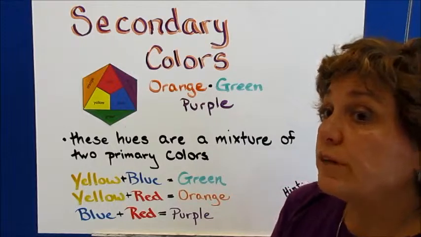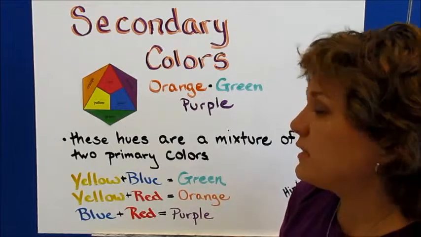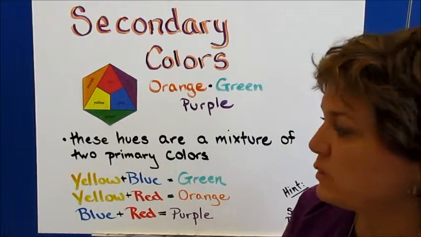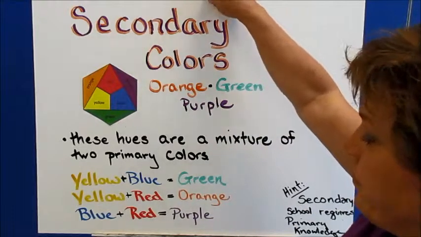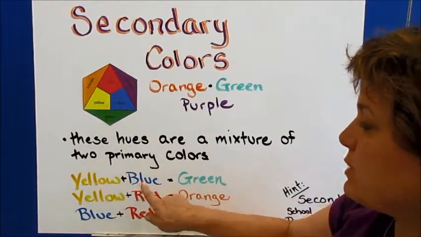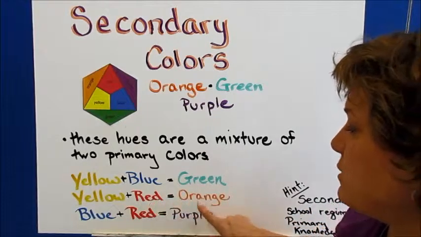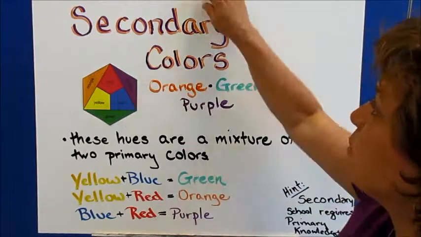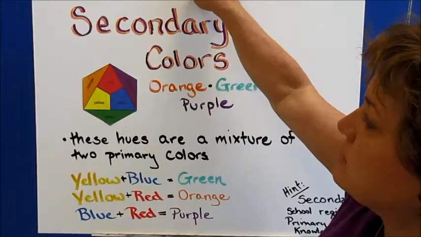Sometimes you need a little more yellow to make it look the way you think it's going to need, because yellow doesn't have the strength in its pigment form. Yellow plus blue equals green, yellow plus red equals orange, blue plus red equals purple. These are your secondary colors.